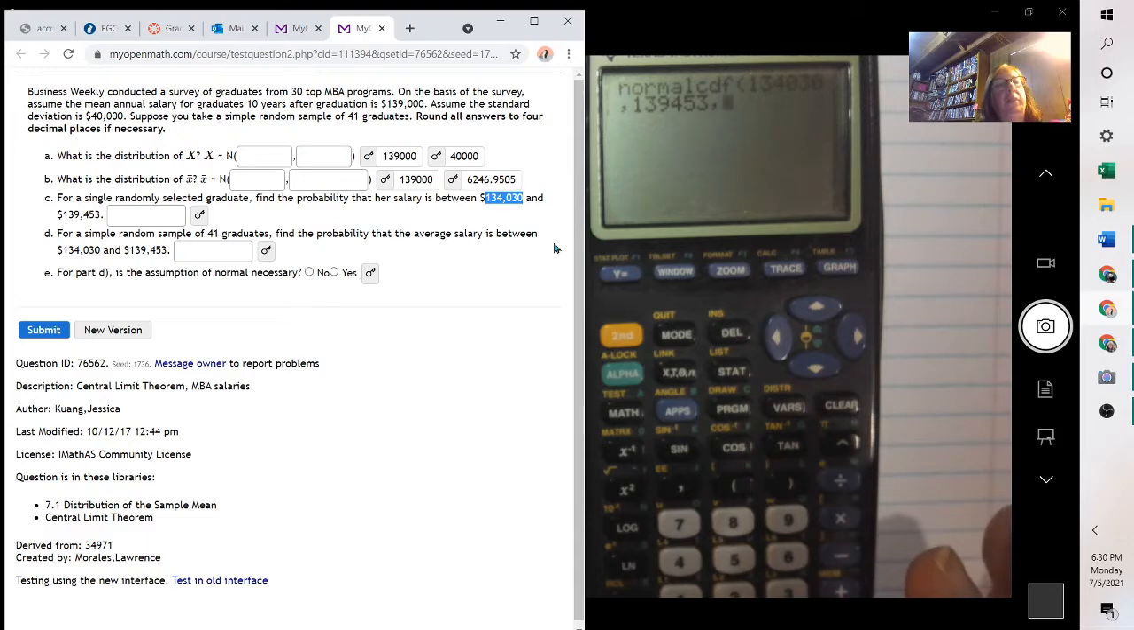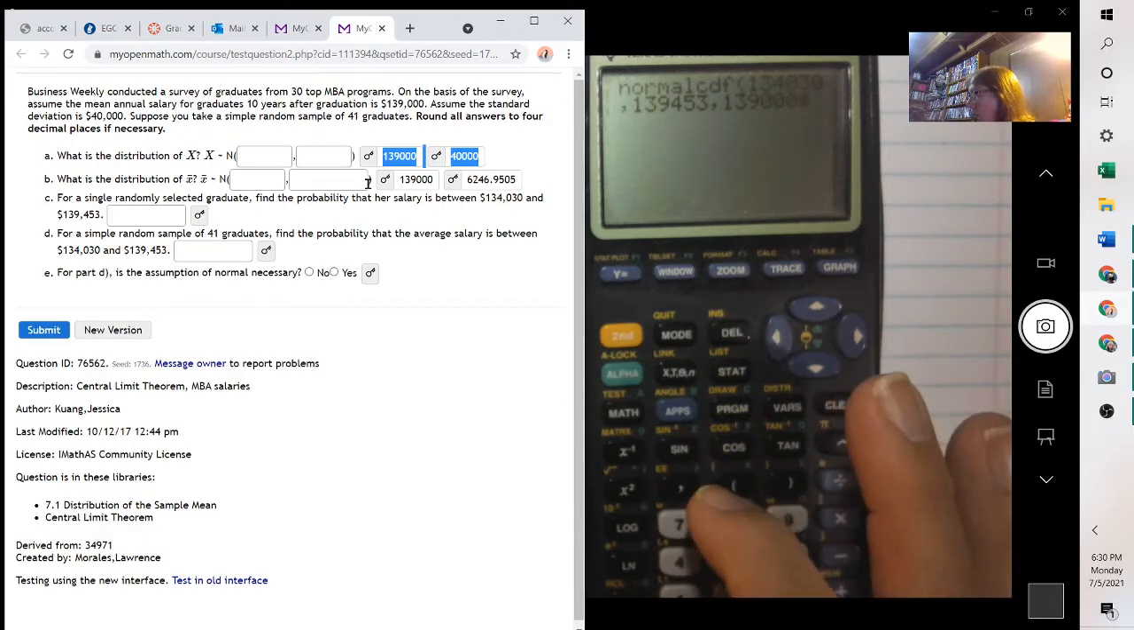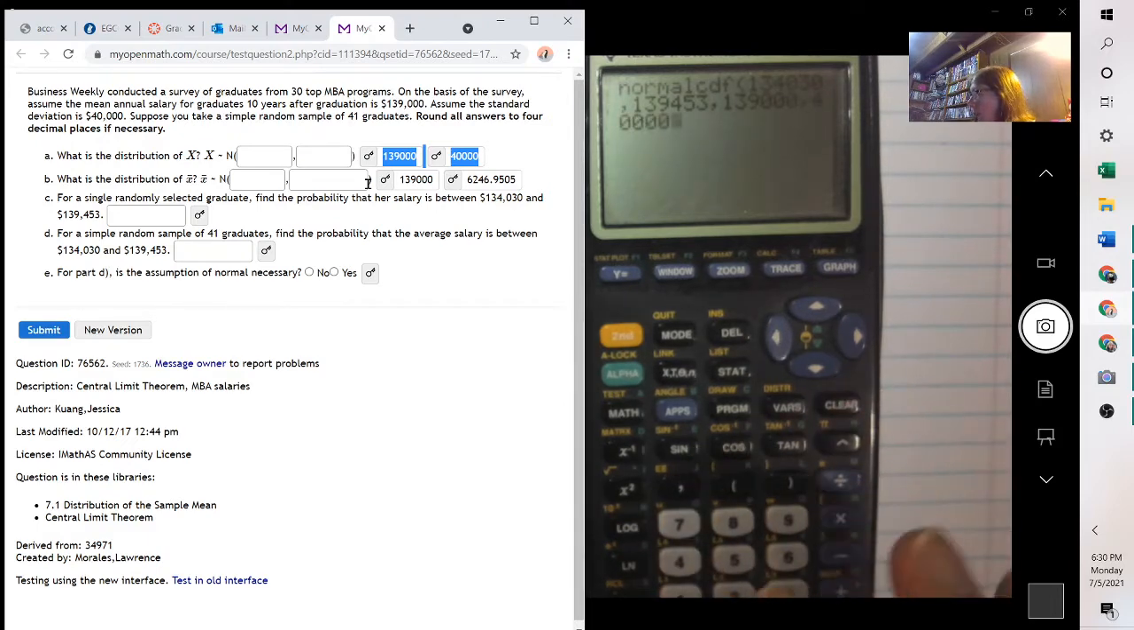comma, then your mean, which is here, because it's a single, it's these two here. So you put your mean and your standard deviation and hit enter, and it gets you 0.0539.